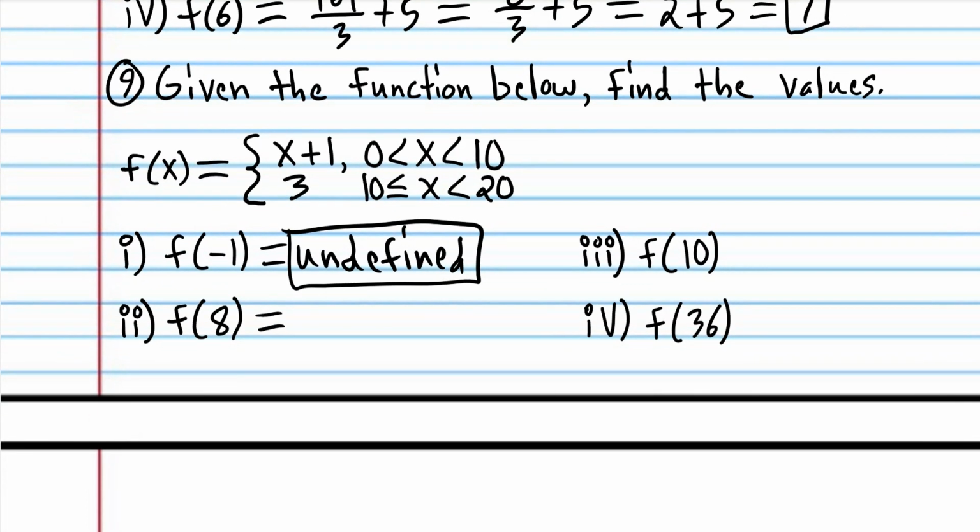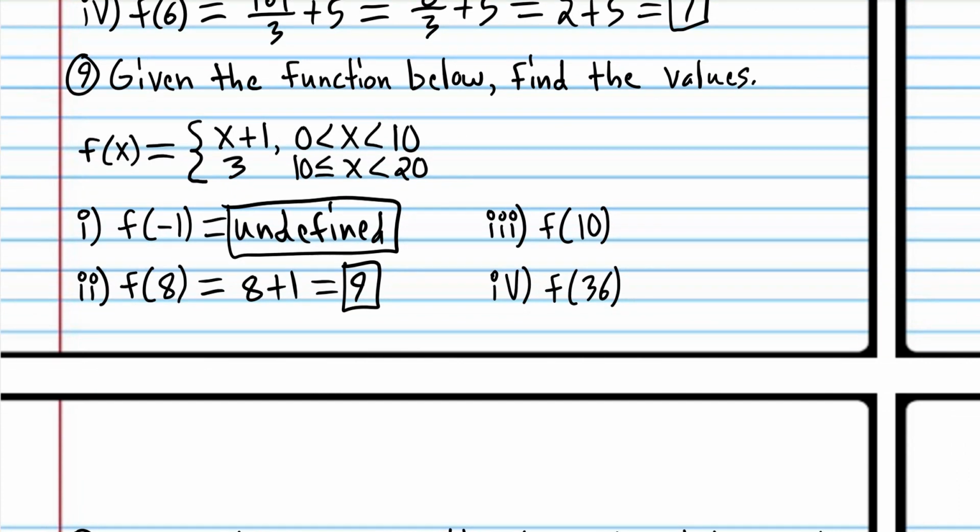So now we're going to plug in 8. 8 is in this interval. 8 is between 0 and 10. So that means we're going to use this equation here, x plus 1. So 8 plus 1 is equal to 9, and there you go.